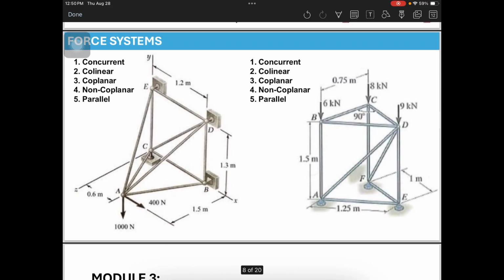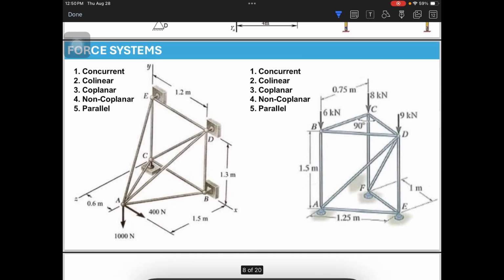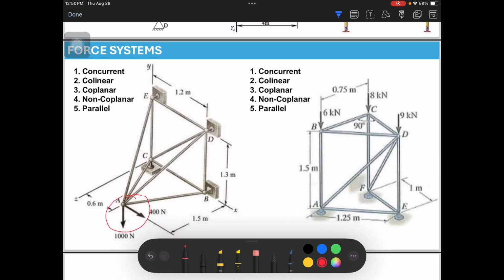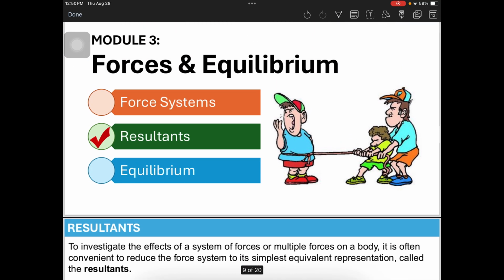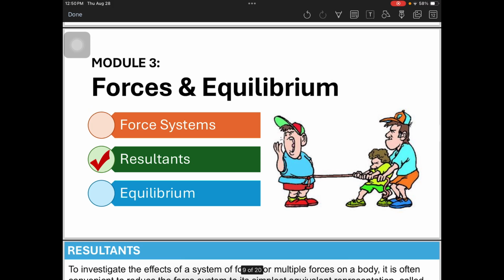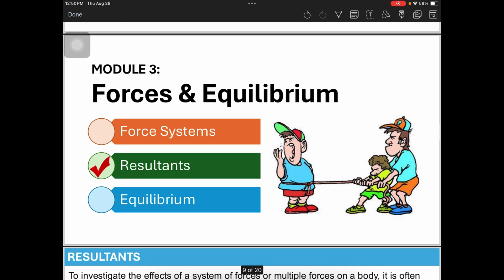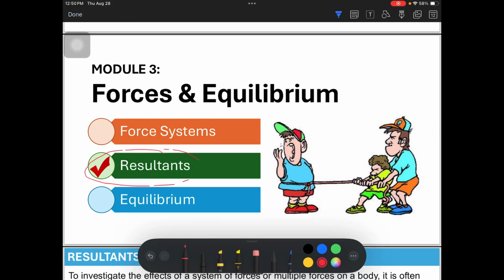So this one in 3D spaces. So ito, this is a concurrent. Ito, parallel. So those are the force systems. Since multiple forces sila in one system, itong mga multiple applied forces nga ay pwede natin i-interpret or i-represent as one resultant force lang.